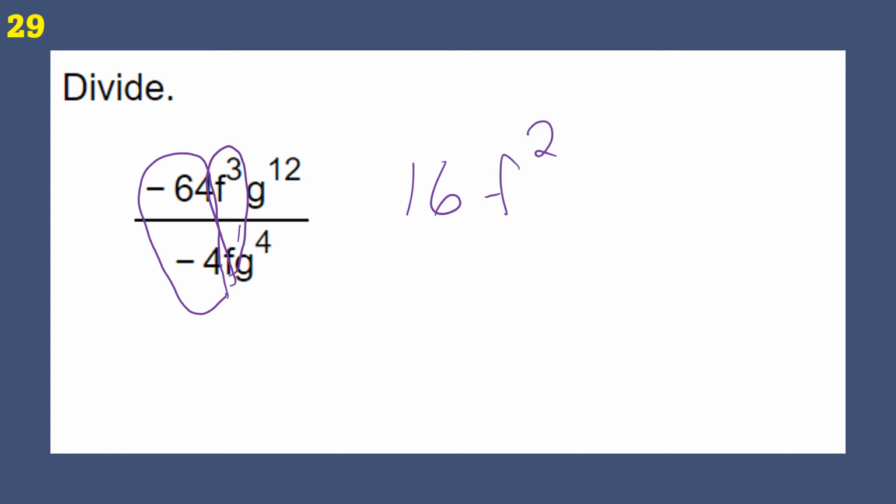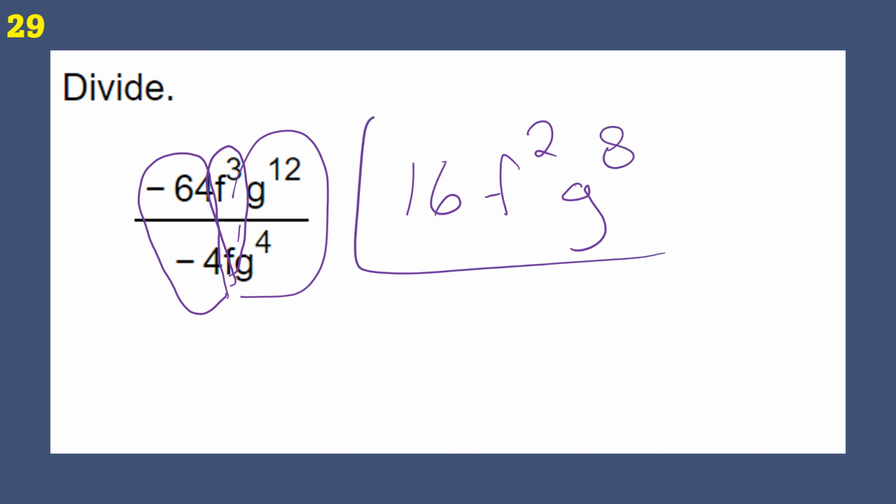In the same way, the last part is 12 minus 4, so I end up with g to the 8th on top. And I don't even have a fraction anymore. There's no denominator because everything on top canceled out with things on the bottom.